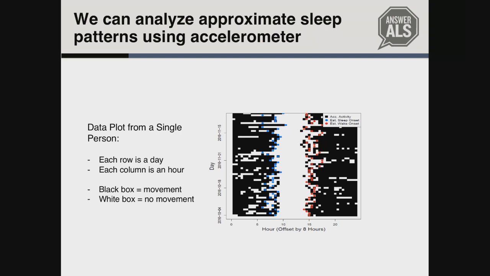Everything is shifted, so the nighttime is kind of in the middle of that figure. The blue dots are sort of estimated sleep onset. The red dots are estimated wake onset. It's an estimate. It's approximate. As I said, we're still working this out, but it is interesting that we can kind of pick out behavior in this way by just looking at the accelerometer. Next slide.